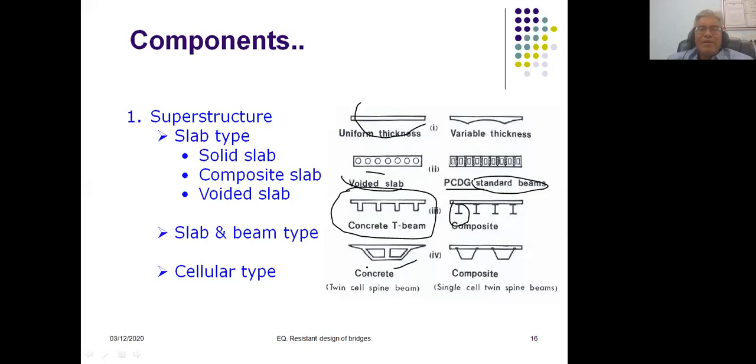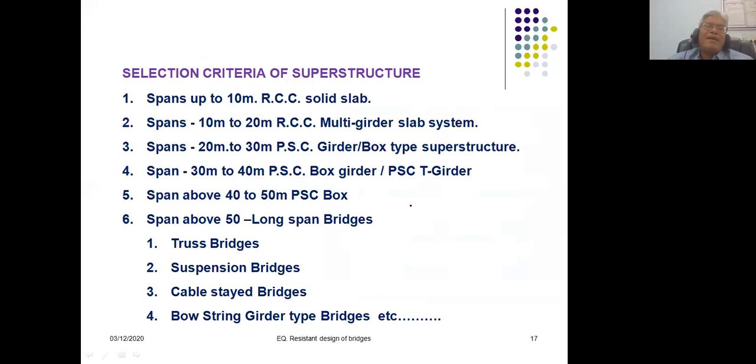Again, when you have a wide span, or when there is a skewness or a curvature, at that time such kinds of box type, cellular type superstructures are used. And again, these are composite structures. So we found wide variations as far as these superstructures are concerned, depending on the span arrangement. What are the span requirements?